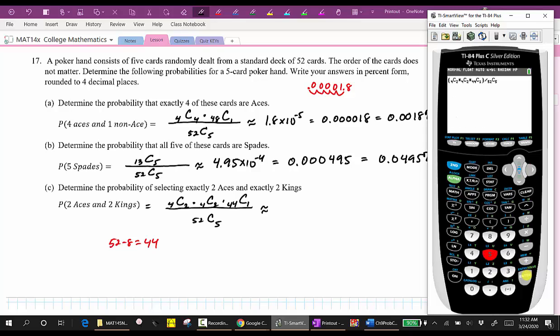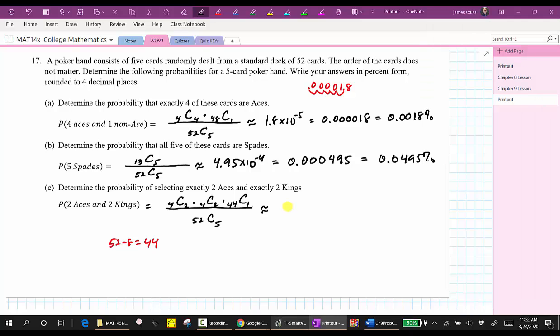Again, we have scientific notation. e negative 4 means times 10 to the power of negative 4. To 6 decimal places, we have 0.000609. Let's begin with 6.09 times 10 to the power of negative 4, which is equal to 0.000609, which as a percentage would be 0.0609%.